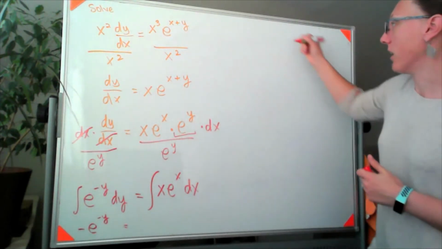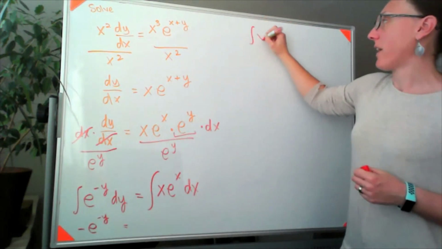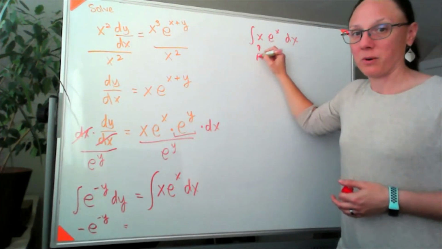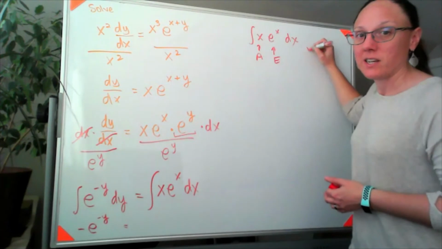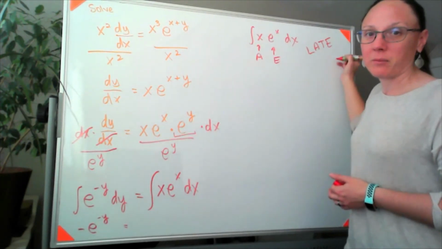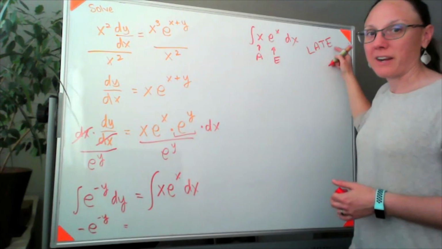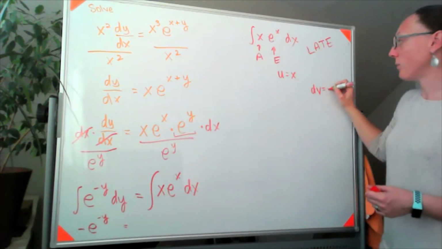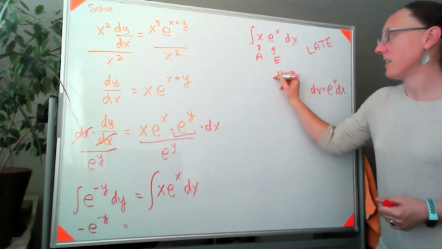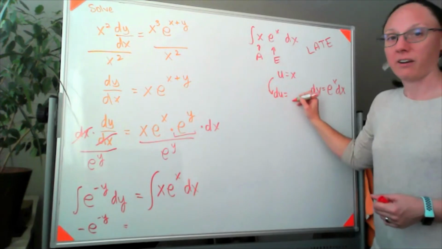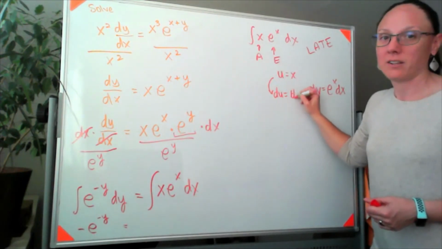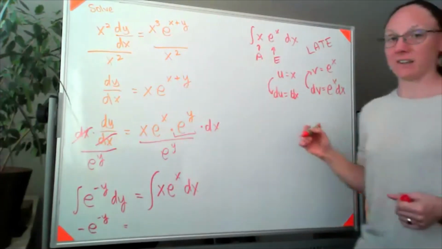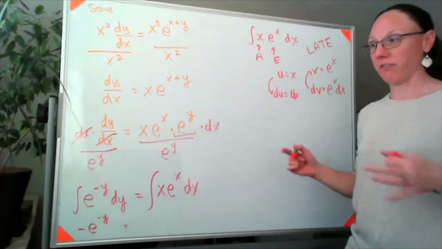So I'm going to come off over here just so I have enough space. So if I integrate x e to the x dx, I look at that and it's a mixture of algebra and exponentials. So I'm going to think back to our acronym LATE. Since I've got a mixture of algebra and exponentials, we'll let u be equal to x, and dv will be that e to the x dx. When I take the derivative of x, I get 1 dx, and the antiderivative of e to the x is e to the x.